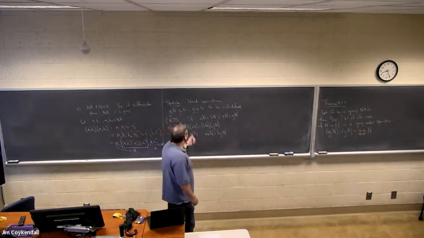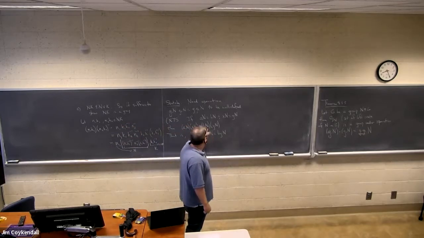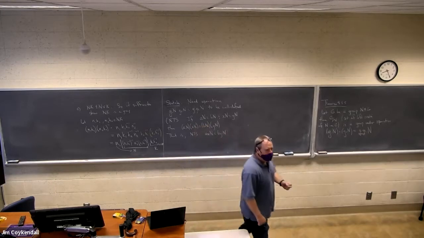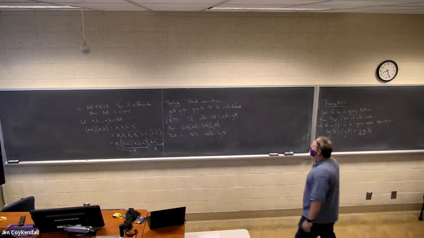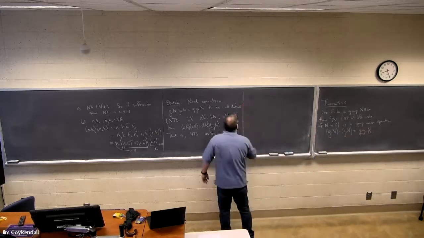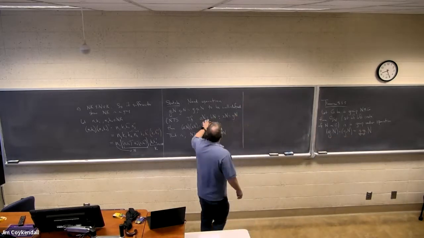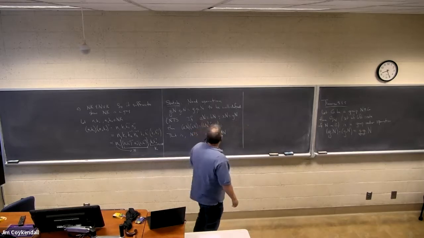Because when I pick my representatives, I'm going to get this answer. When you pick your representative, you're going to get this answer. We have to agree. Otherwise, my rule of multiplication makes no sense at all. In fact, you exactly need normality here. So let's collect what this means.